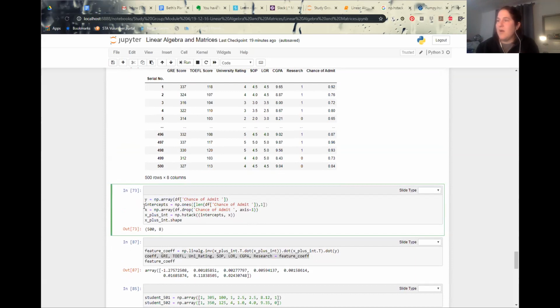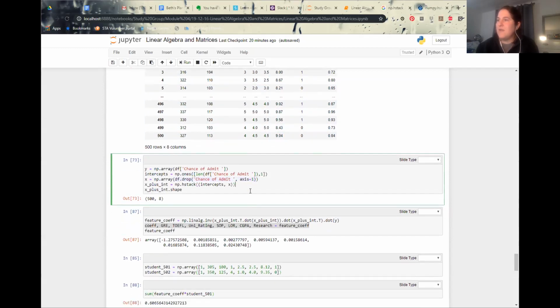Then we set up our intercepts, and the way that we did that was we set up a NumPy array of 1s that was the same length as our Y value. Then we set up our X values by again passing in a NumPy array and dropping the target variable from the data frame, so we had everything else.